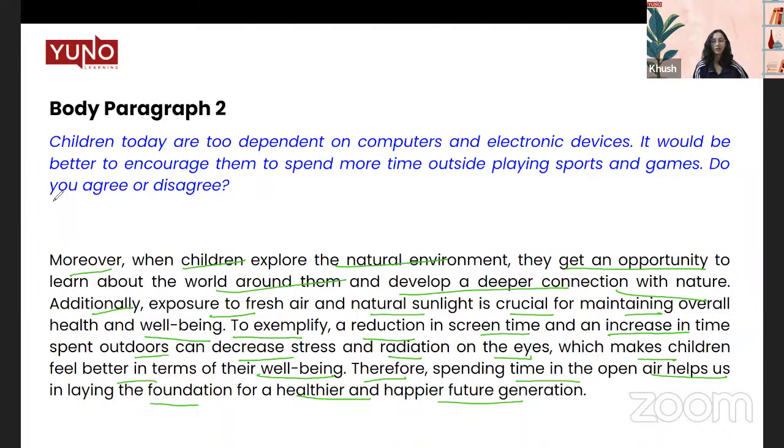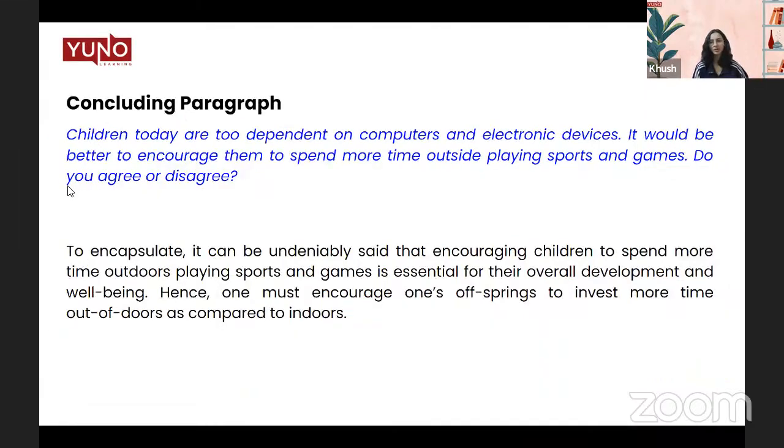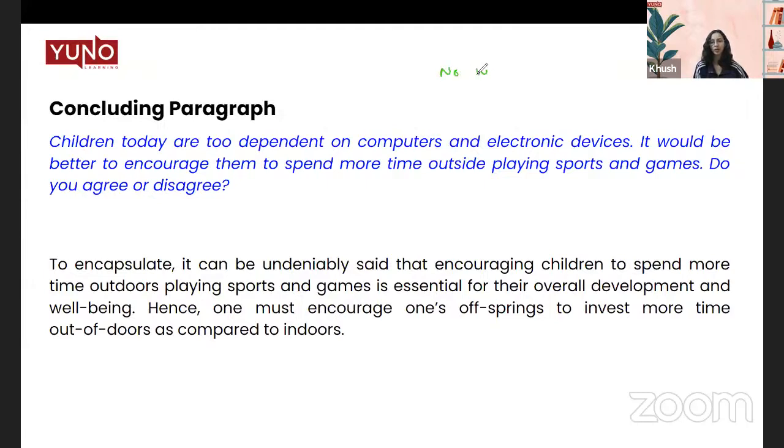Now, let's move on to the conclusion. In this particular conclusion, one key rule to stick by: no new ideas. You cannot bring out a new idea in the conclusion that you have not previously discussed. So when we're writing the conclusion, we're only going to talk about the ideas that we have already discussed.